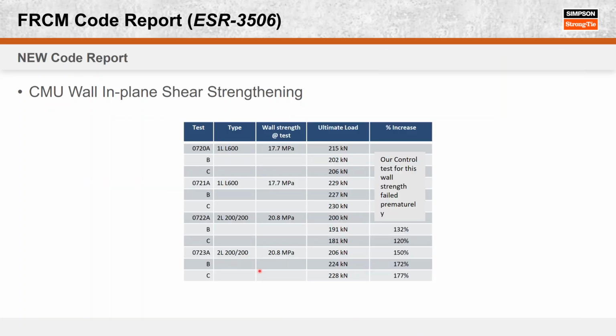And those strengths, actually, we didn't have a control specimen for a large portion of these tests. Actually, I think that's in the wrong spot, but that's fine. But we were able to get pretty significant strength gains, almost 200% on some of these. From the calculated value? Yeah, from the control value.